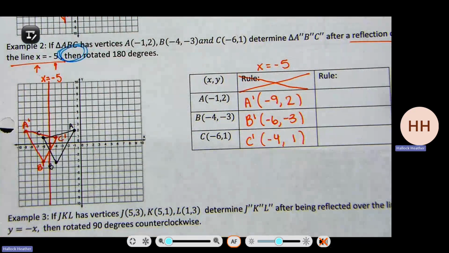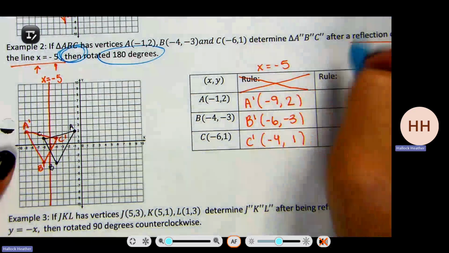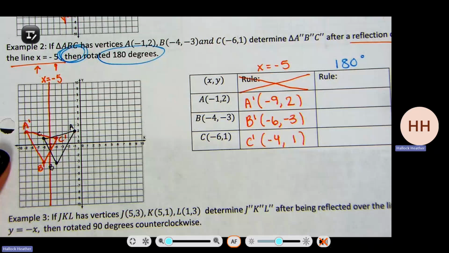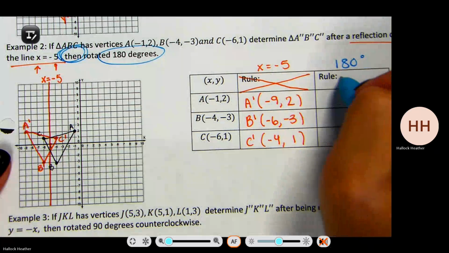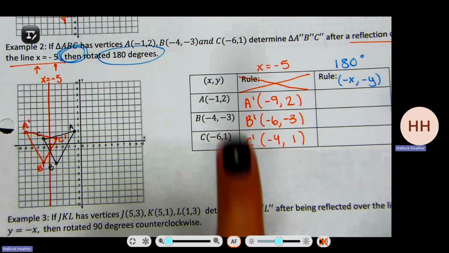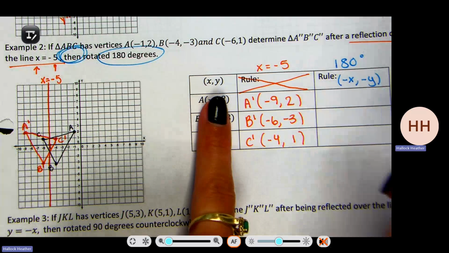So now we're going to spin it 180 degrees. Why did it not say clockwise or counterclockwise? Because it literally doesn't matter, you can go either way and you're going to end up in the same spot. So if I rotate 180 degrees, what's my rule? -x, -y. Once again, you're not using the original coordinate points. You translated it once, so now you're using the new coordinate points.